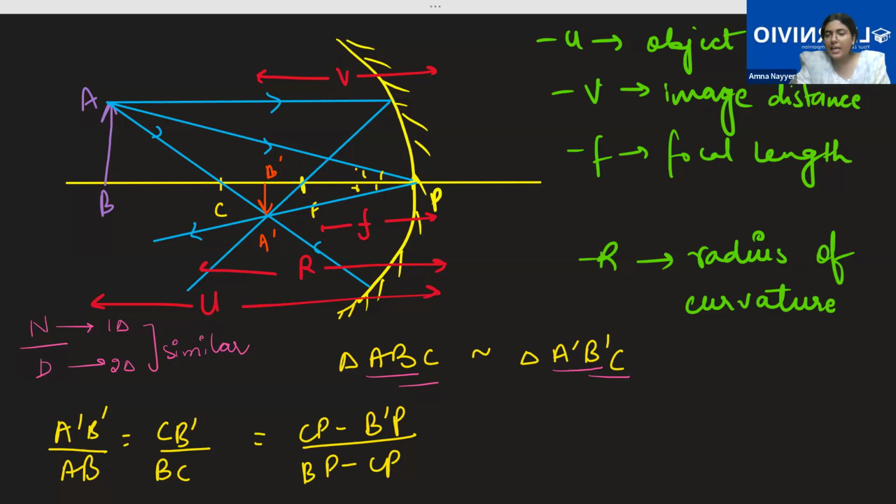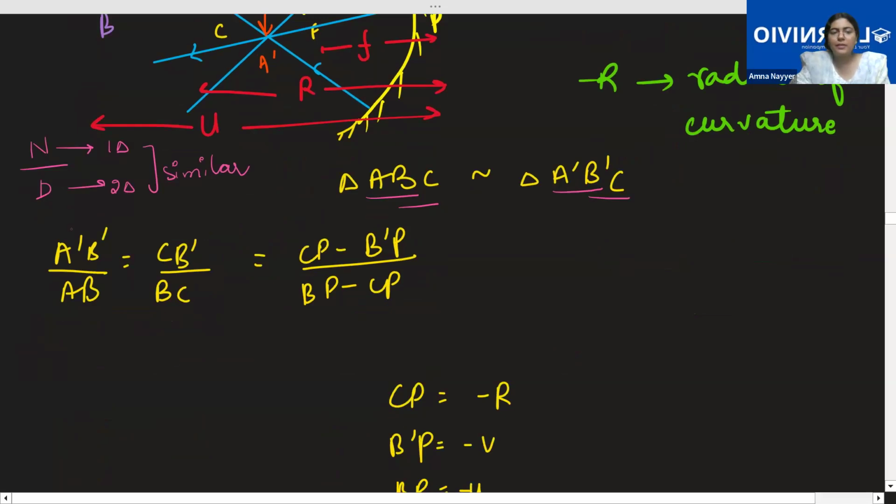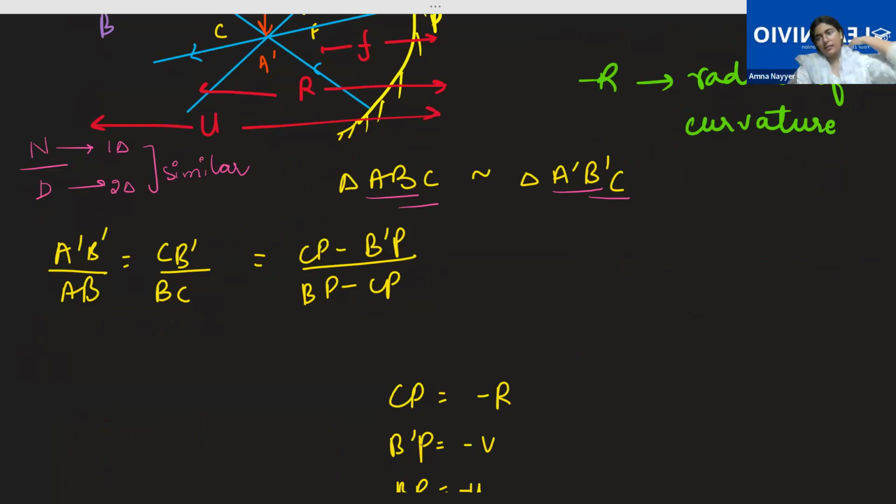So I can say A dash B dash by AB is equal to B dash C by BC. Now look, this much, till this point, CB dash by BC. Is this clear to everyone? The similarity concept? Yes, ma'am. Okay.